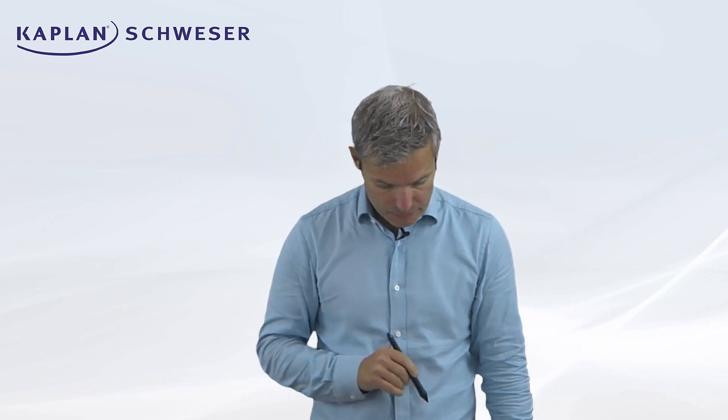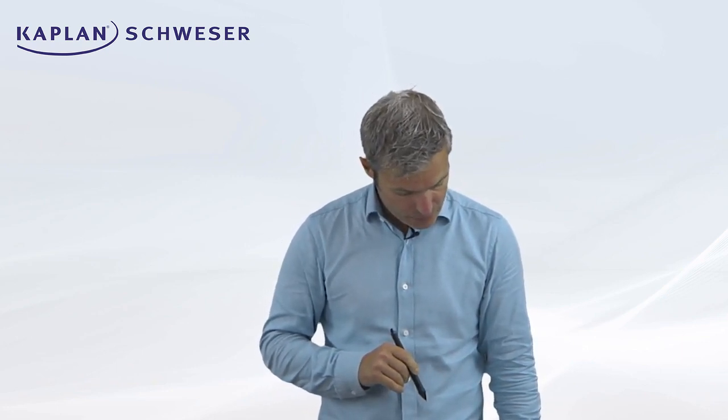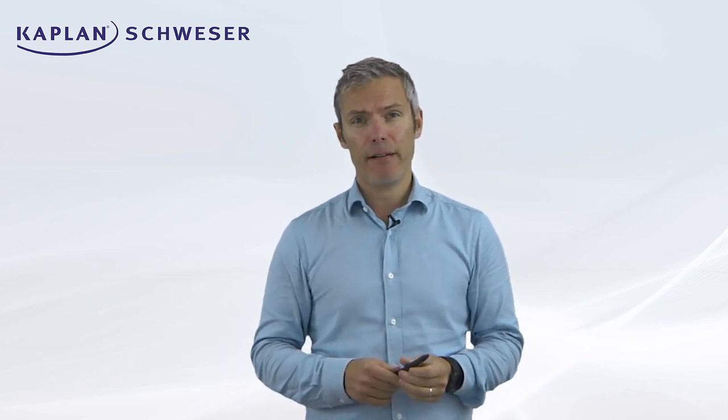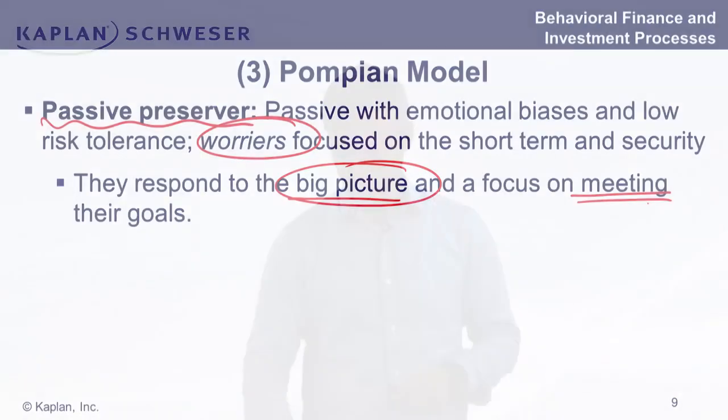They've got emotional biases, these passive preservers. Okay, so with regards to the types of emotional biases that you would expect, we're a worrier here. Maybe they're driven by regret. Remember regret aversion. They're worried about what could go wrong, that sort of thing.